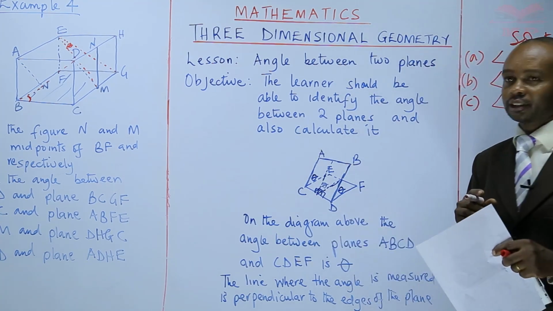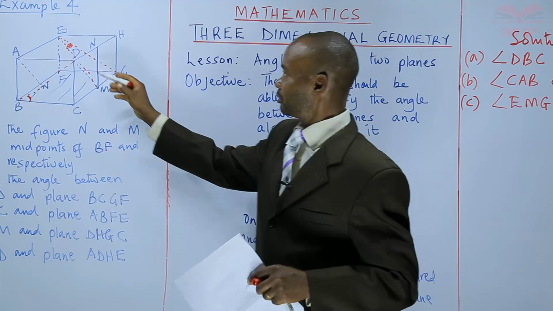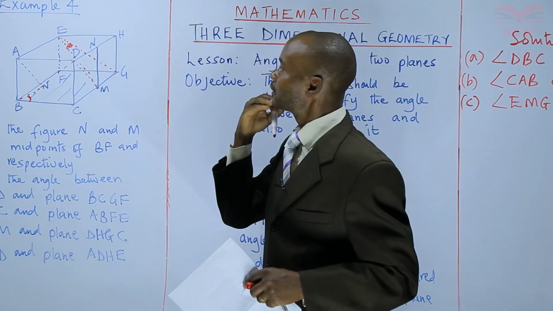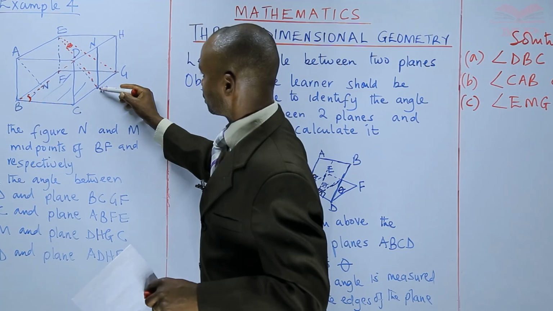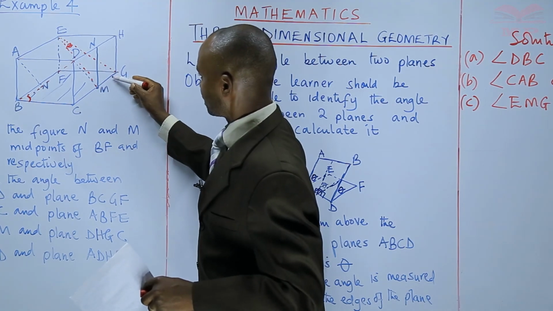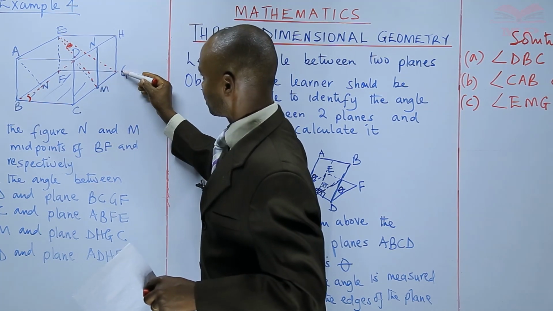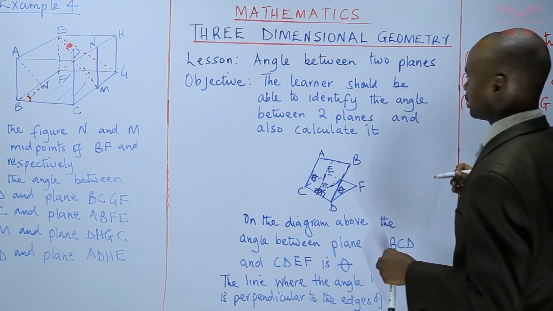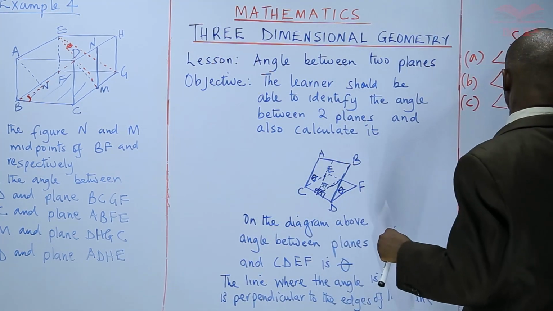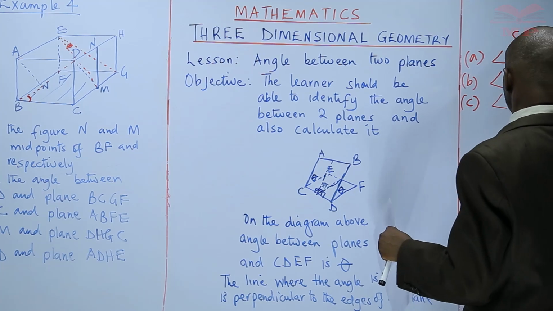Note that carefully. You join M to where this plane is. Where M is, it will take a straight point in the plane. So it will be angle MEG, angle GEM.